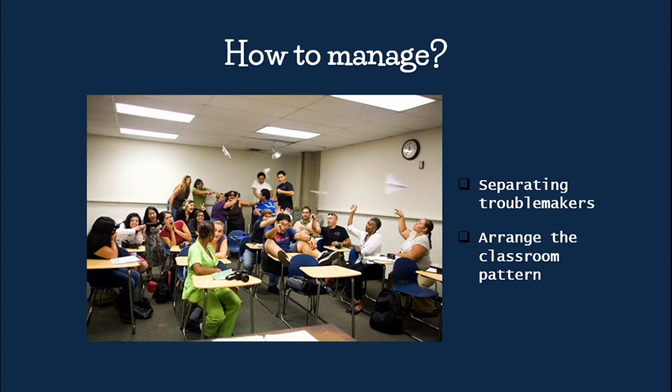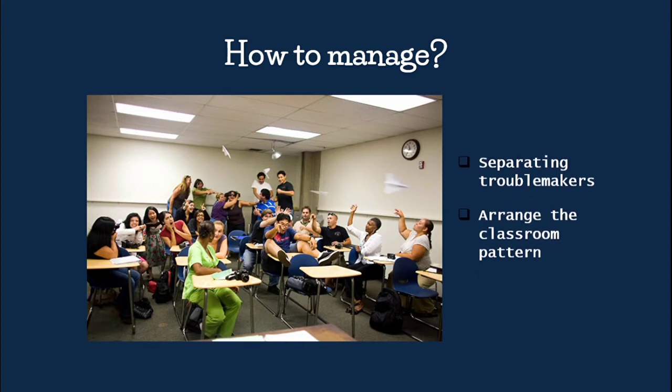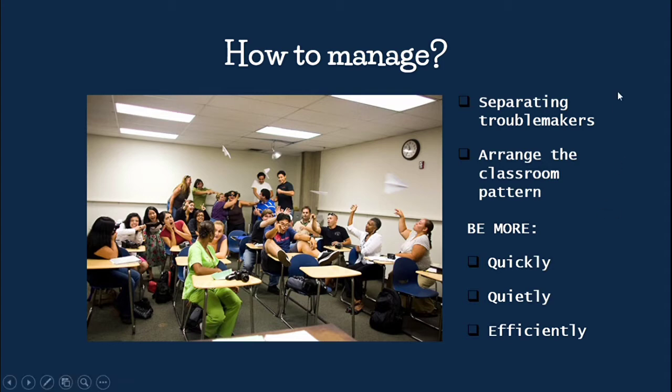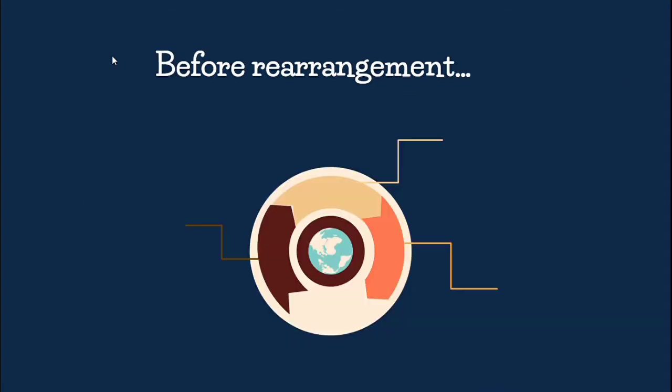Why should we have to pay attention to a matter like that? Of course, it's necessary. It is to produce minimum disruptions when the classroom seating arrangement changes. And it will be better if it is done as quickly, quietly, and efficiently as possible. However, before rearranging the classroom seating pattern, it is important for the teachers to do the following steps.